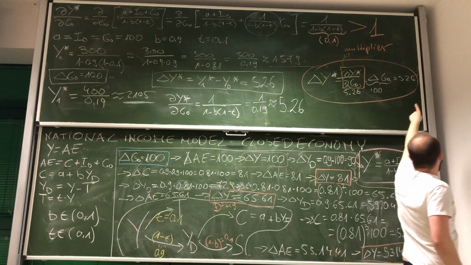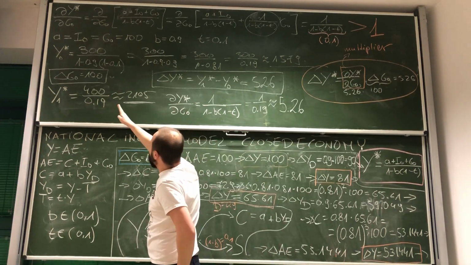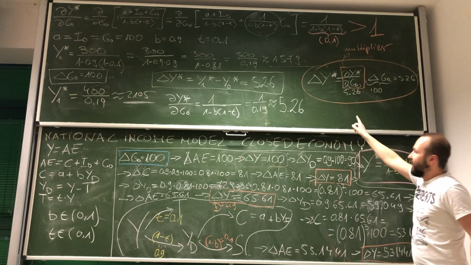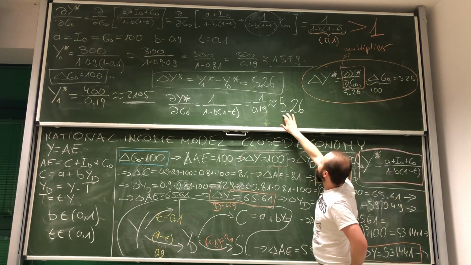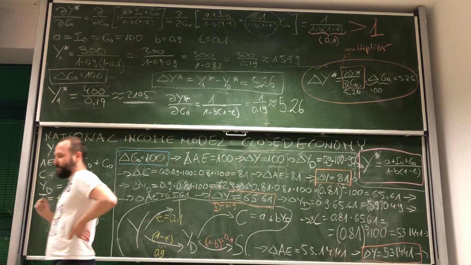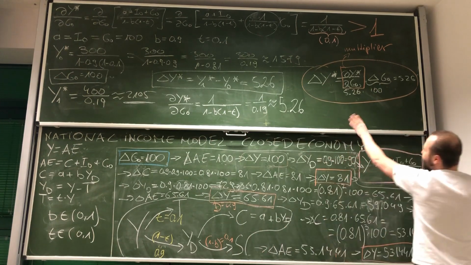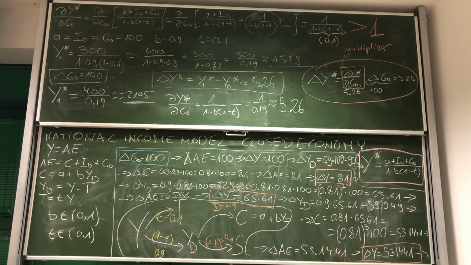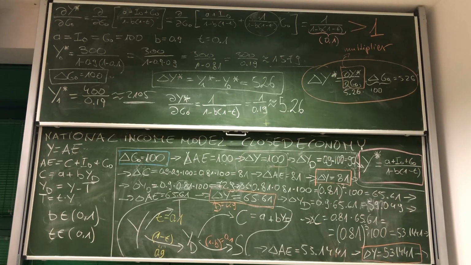is rising by 526, which means that each dollar spent by the government is multiplied in the economy. This is why we call this the multiplier. In our economy, this multiplier is equal to 5.26, which means that each additional dollar government spends turns into $5.26 in the economy. Okay, why do we get this specific number? Actually, it can be derived quite easily.